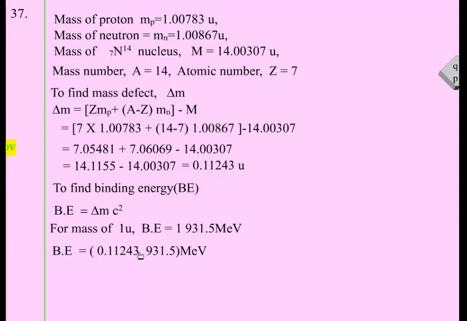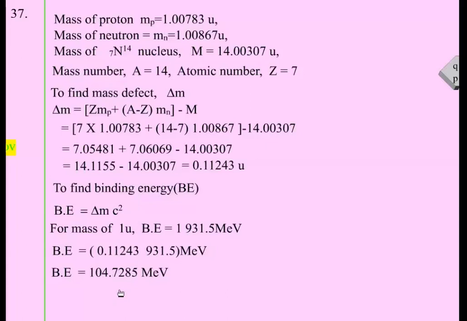Therefore, for this much mass defect, binding energy is given by 0.11243 × 931.5 mega electron volt. So this is equal to 104.7285 mega electron volt. So this is the binding energy.